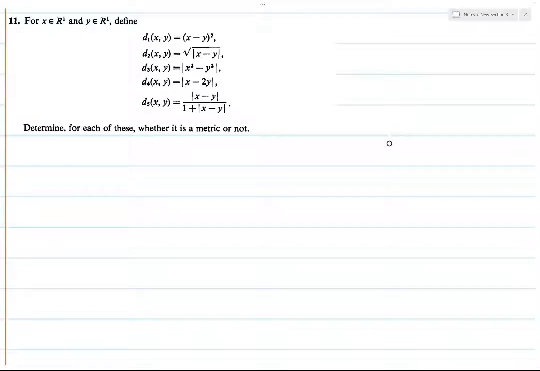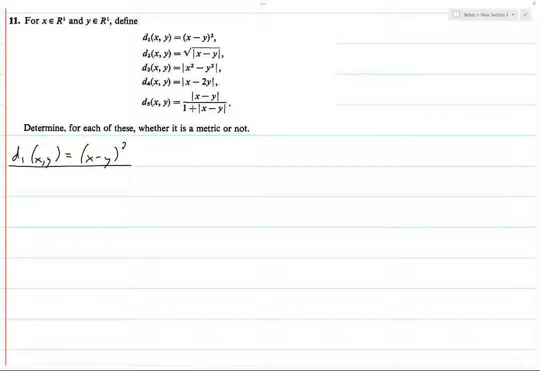Alright, let's go through a few functions and see if they're metrics. So, let's start with d1(x, y) equals (x minus y) squared. And I'll underline it just to emphasize what we're working on. So let's see here.